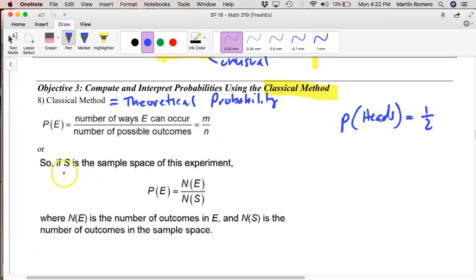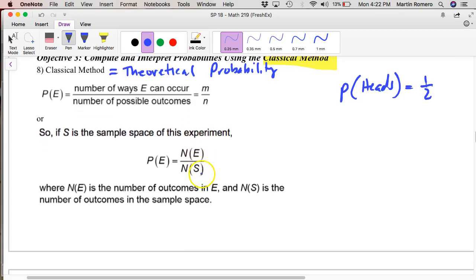Another way to look at this is if S is the sample space of the experiment, the number of ways an event can happen divided by the number of outcomes in the sample space would be the division that we do. These are the same ideas, just using a more formal language of sample space. So that's what we're looking at there.